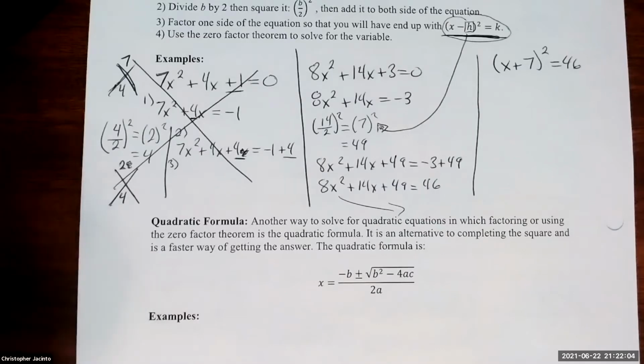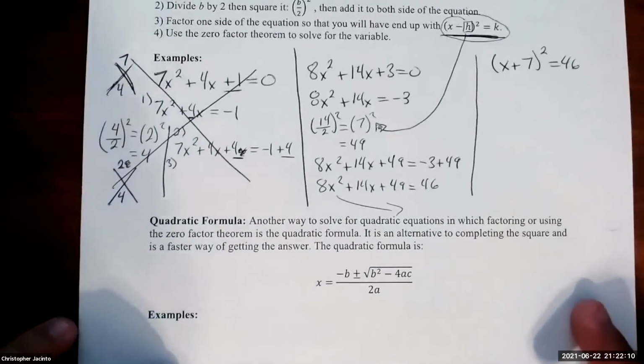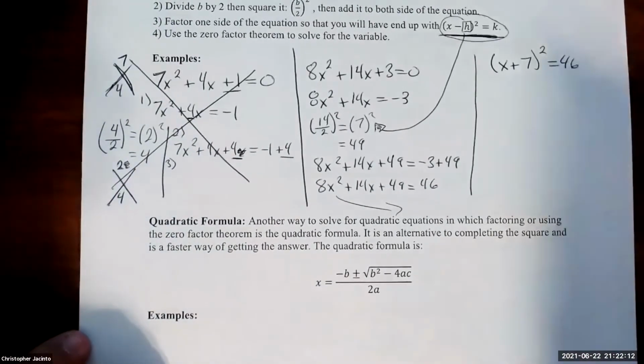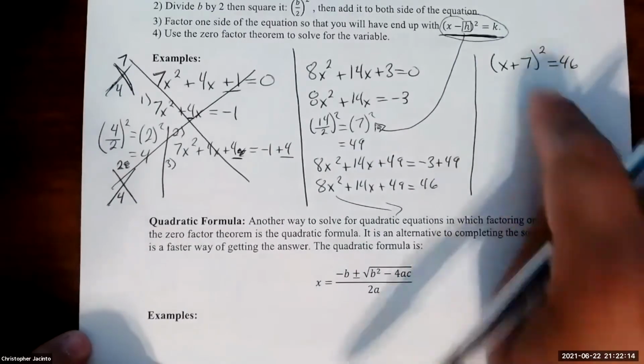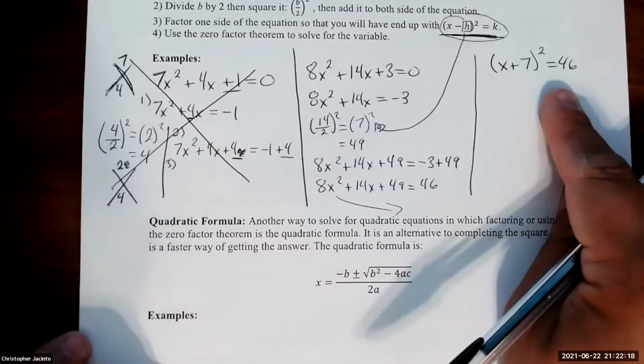And this is why people don't like this method, right? Don't worry, we'll get to the easy one in a little bit. Before we go any further, any questions so far? How we got here? I don't want to lose everybody.